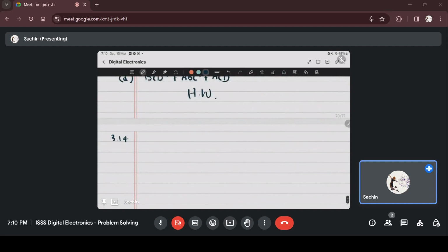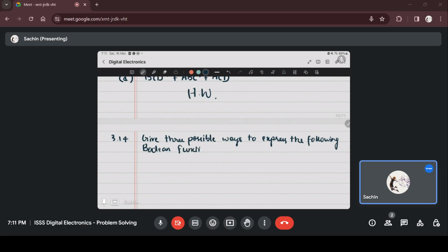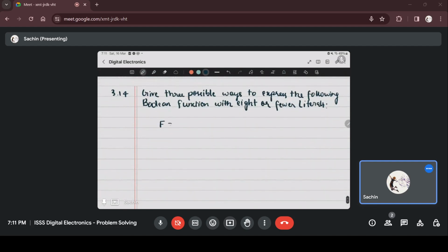We'll go to problem 3.14. Give three possible ways to express the following Boolean function with 8 or fewer literals, and the function is a prime b c prime d plus a b prime c d plus a prime b c prime plus a c d prime.